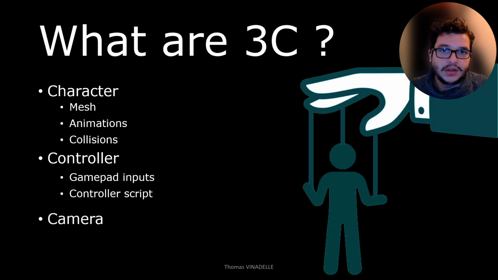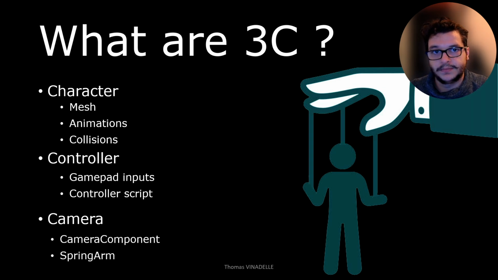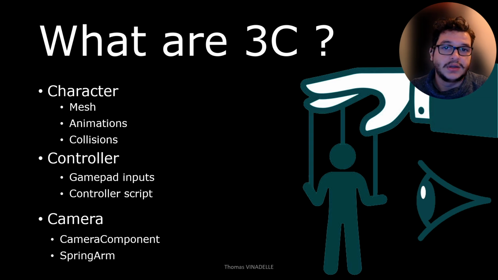The camera is how you're going to render your character onto the player screen. And for that, we're going to need a camera and a spring arm. This is the eye of the puppeteer.